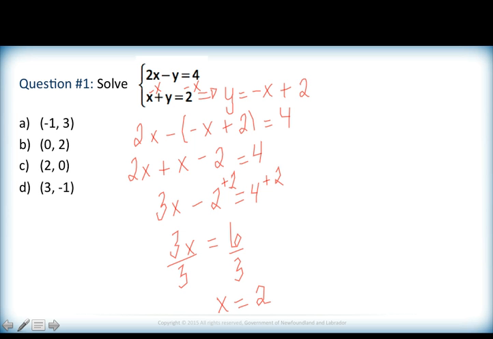Of course, we look at our options here and we'll notice right away that C is the correct response, but we're just going to make sure and find our answer for y by substituting positive 2 back in for x. So negative 2 plus 2, y will equal 0. So our answer is 2 and 0. If we want to double check, we can substitute those answers into our equations to make sure the left-hand side equals the right-hand side.